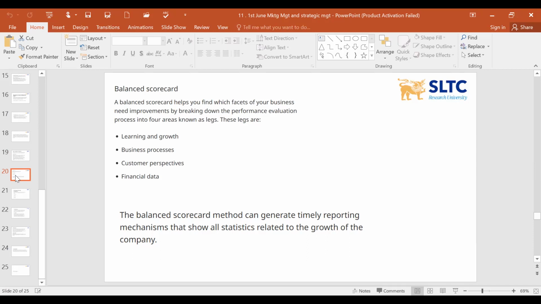There's something wrong with the customer complaint, what do you call consumer care process. The customer අපිව දකින්නේ right? And then what is financial data? So the balance scorecard method can generate timely reporting mechanism that shows all stats related to the growth of the company. So that's another tool.